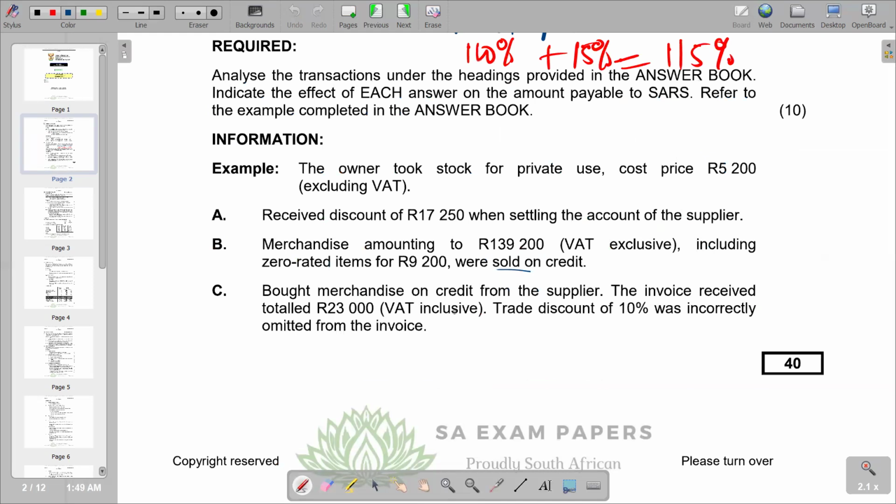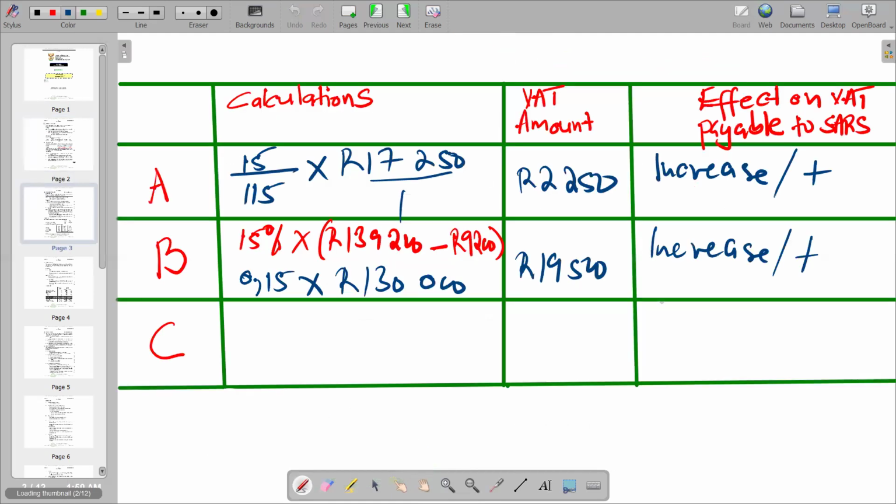Then we go to C, whereby C is saying merchandise on credit. So this one is we are buying, so the business is now paying money. So in this case, it becomes VAT input. And when it's VAT input, it's SARS which is supposed to pay the business the amount. So it's amount payable by SARS. Of course, in terms of our presentation, we are going to show it as a decrease here on the amount payable to SARS.